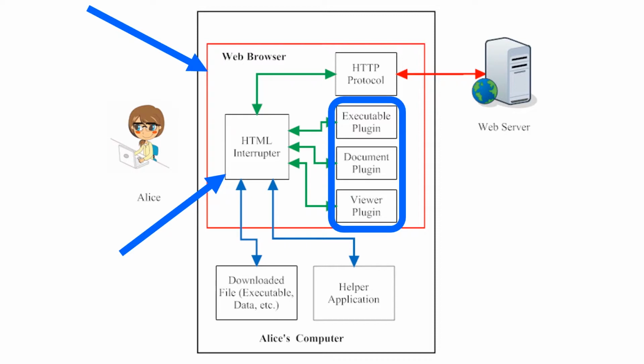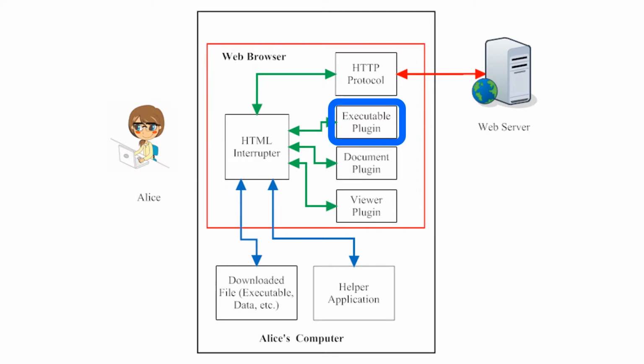In this image, we see that Alice's web browser has three kinds of plugins. Executable plugins run programs embedded into web pages, programs written in coding languages like JavaScript. Document plugins allow Alice to view documents, such as PDF files, straight from her web browser. Viewer plugins allow Alice to view or listen to other image, audio, video, or graphics files from her web browser.